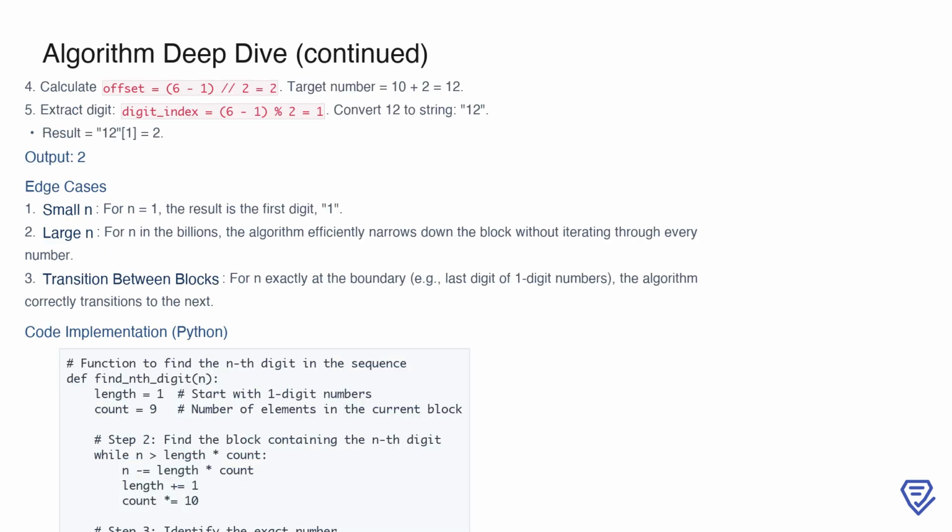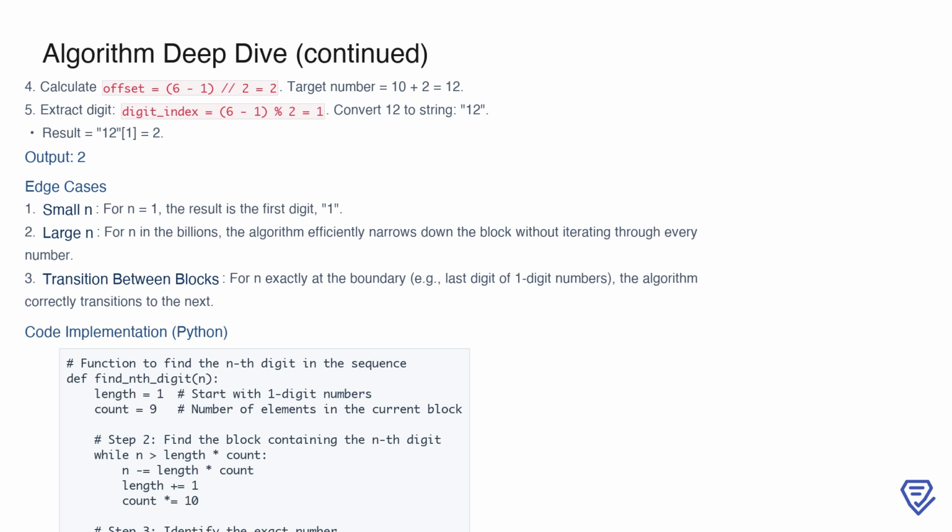Let's apply this method to an example where n equals 15. We start with one-digit numbers, which contribute 9 digits. Since n is greater than 9, we subtract 9 from n, leaving us with 6. Now, we move to two-digit numbers. The total digits in this block are 180, and since n is less than 180, we determine that the nth digit lies in this block.